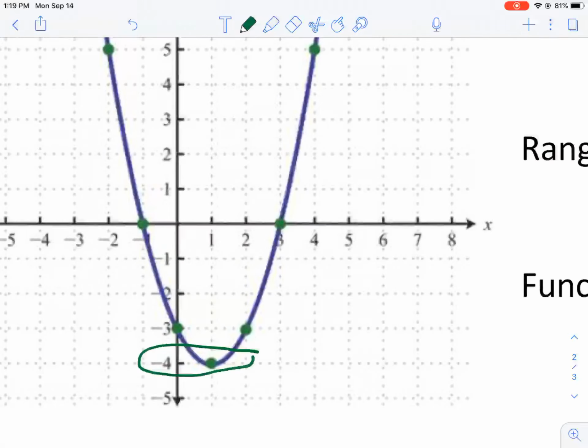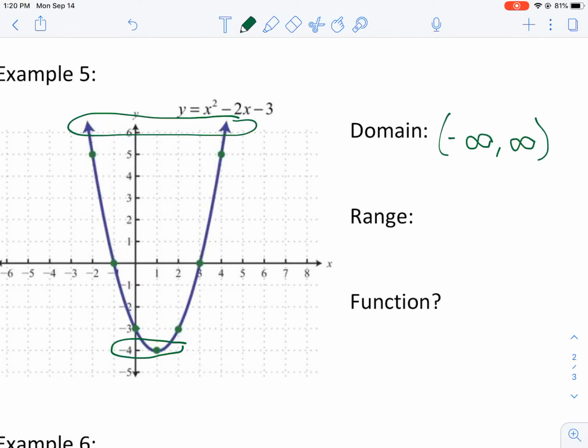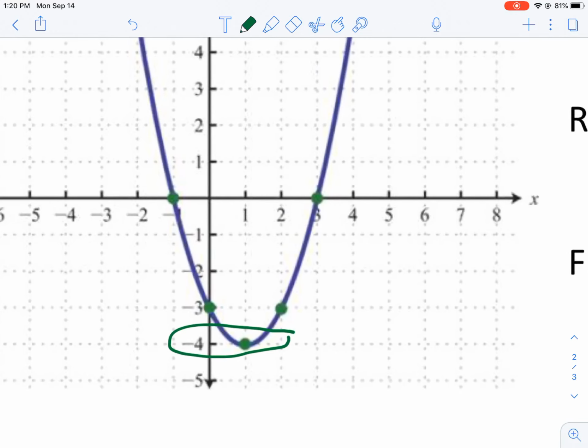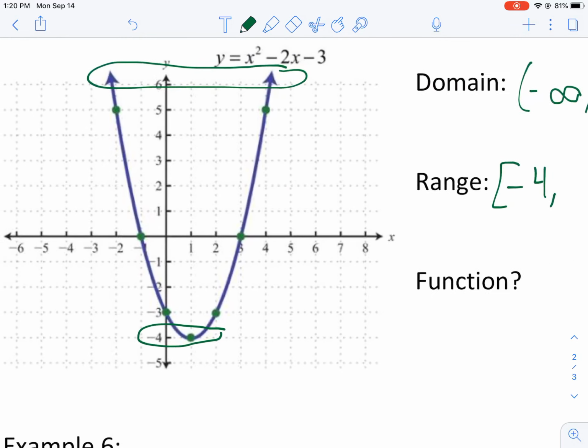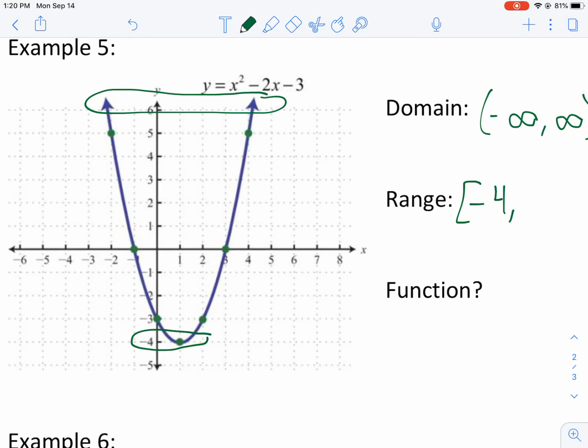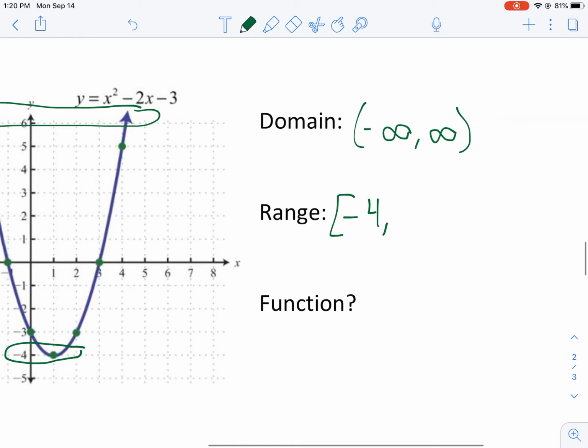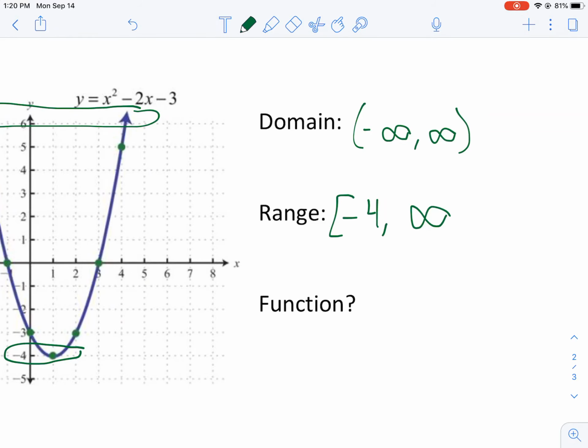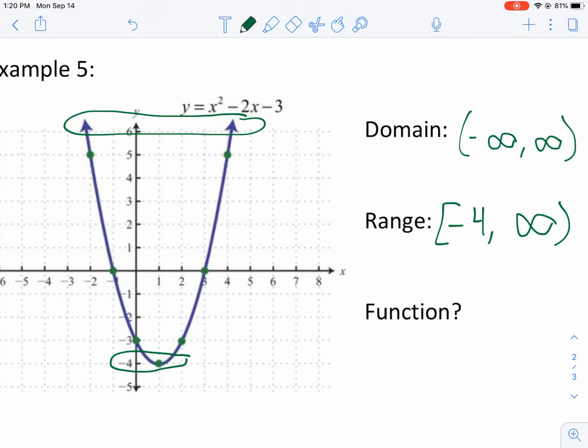So the range is actually -4, all right? There's no arrow down there. And just like in interval notation, we're going to write this with a bracket because it's actually touching -4, okay? So we are including -4 in our interval. At the top, we have two arrows, both going up. So arrows mean infinity. So the range is actually -4 to infinity.